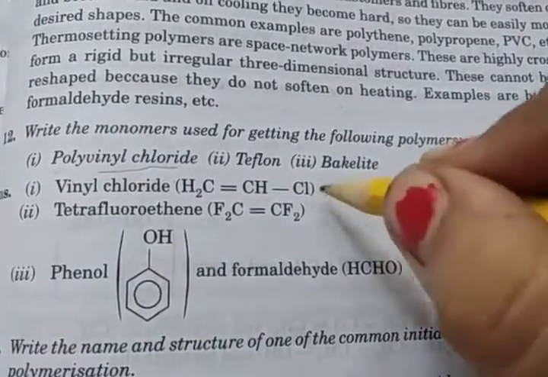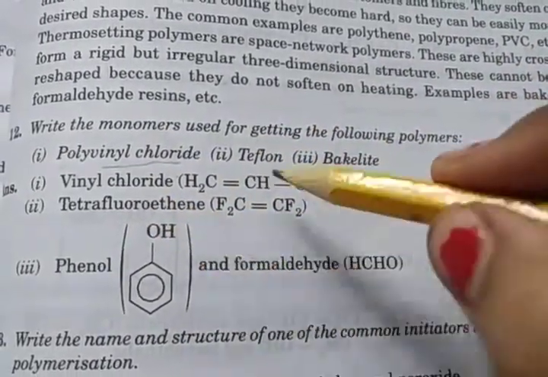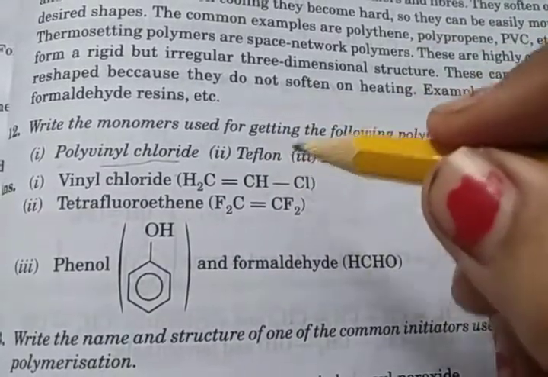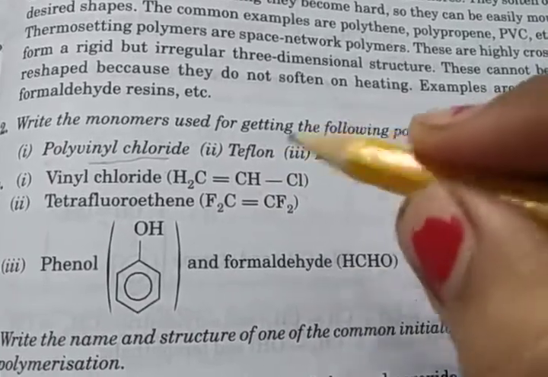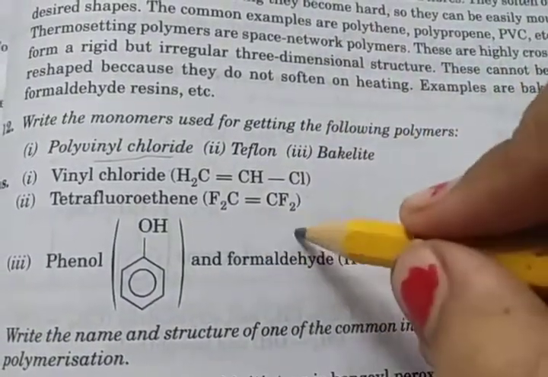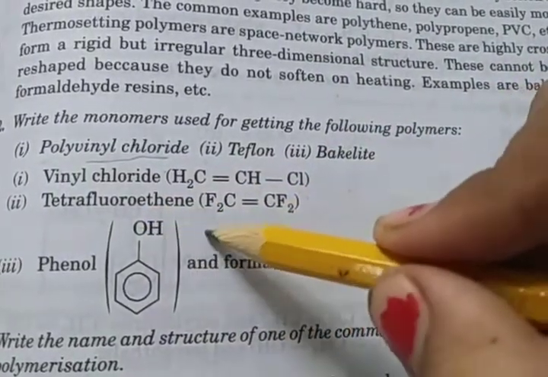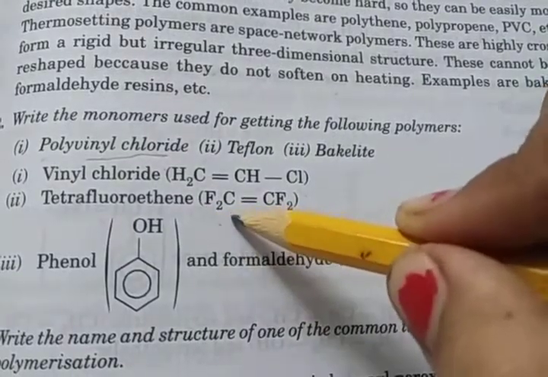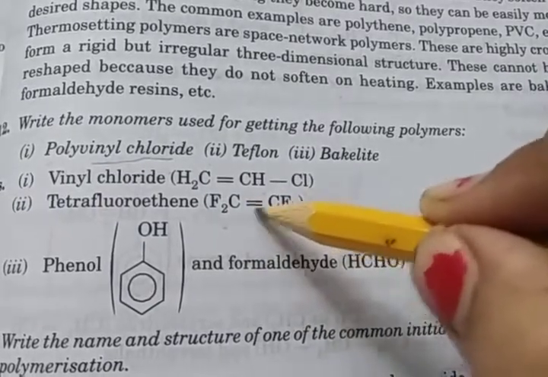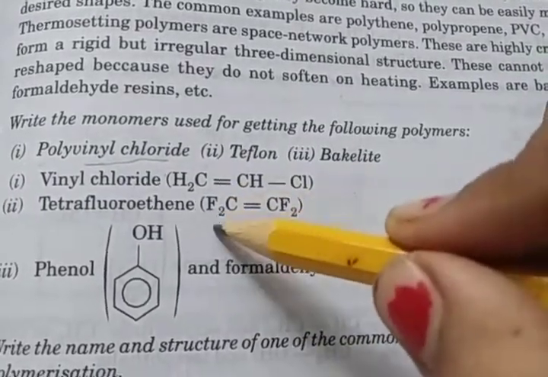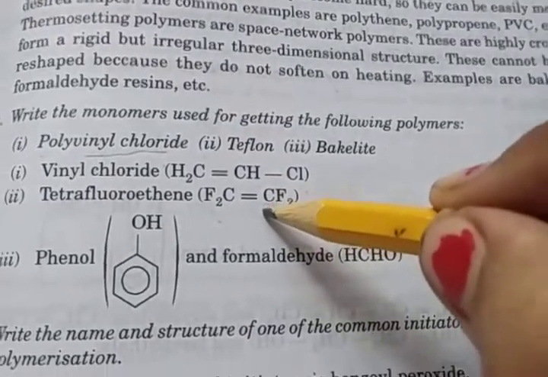So the polymer name is polyvinyl chloride. Second one, Teflon. Teflon is polytetrafluoroethene, so poly removed means tetrafluoroethene is the monomer unit of Teflon. Tetrafluoroethene means one side 2 fluorine attached with one carbon and the second side also 2 fluorine attached with carbon, and both carbons are attached with a double bond. So CF2=CF2 is tetrafluoroethene, the monomer unit of Teflon.